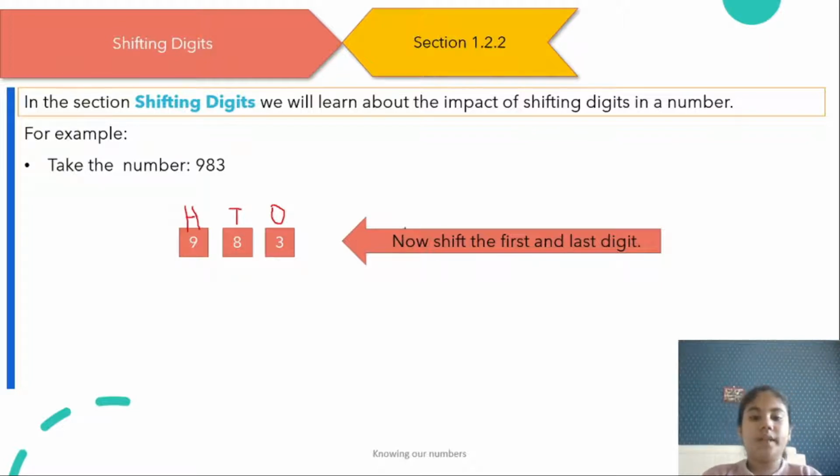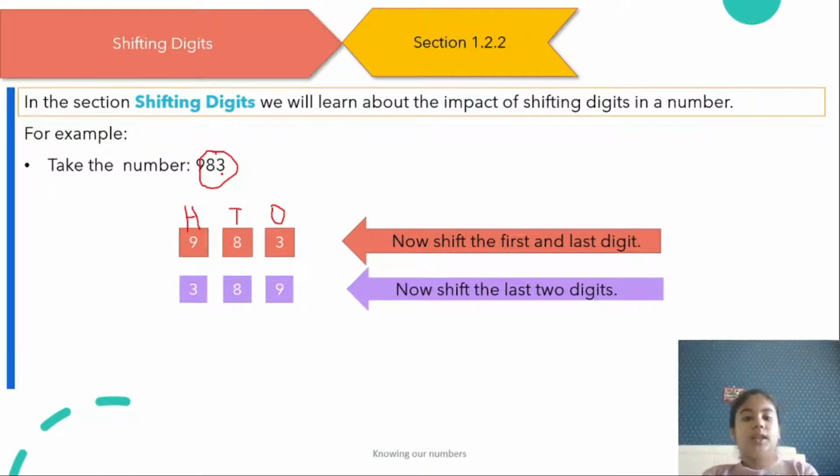So here we know we need to shift the 1's place and the 100's place. So what will it make? The first step: 8 will stay in the middle because we are shifting the first and the last digit, and when we shift them both, it makes 389. So with this same number, you can make the smallest and the largest number. 983 is already the largest number, and now 389 is the smallest one.